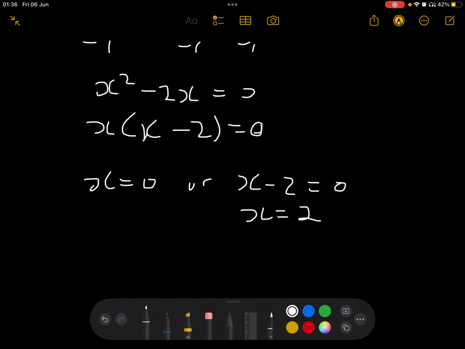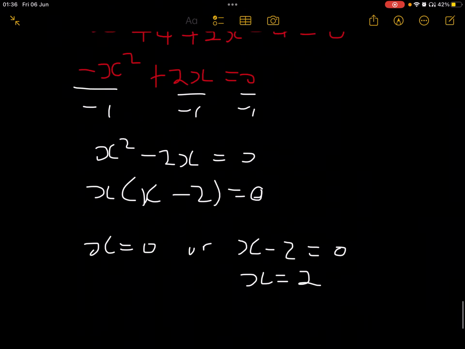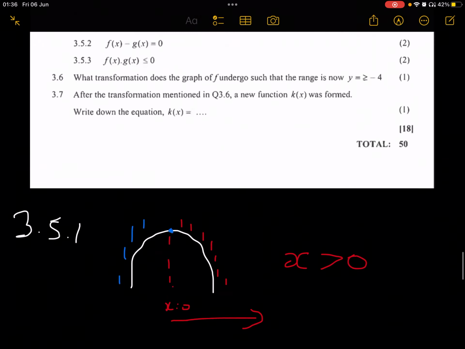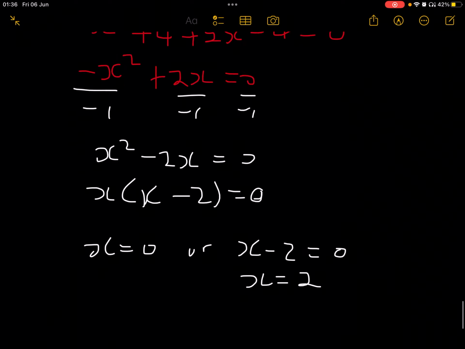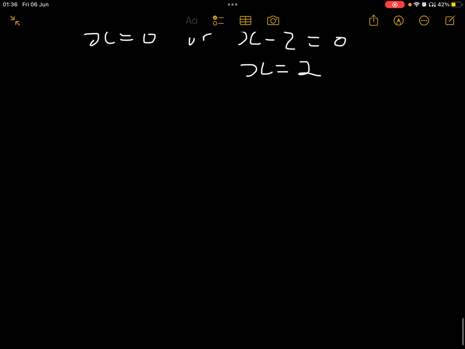Sometimes you can easily spot that from the graph. And second last question, for which values of x will f of x times g of x be less than or equal to 0? Now this one wants us to pay attention to the graph.